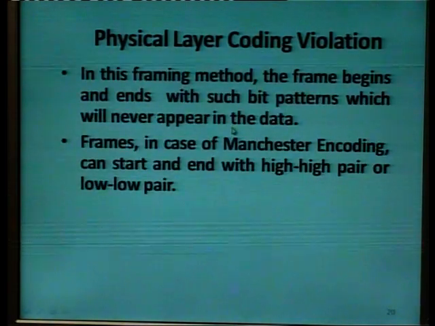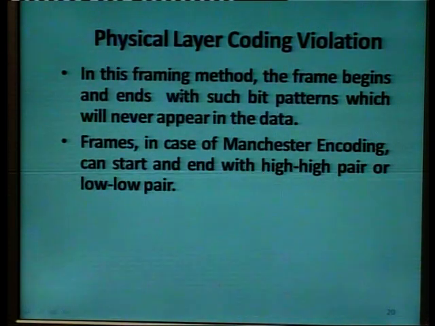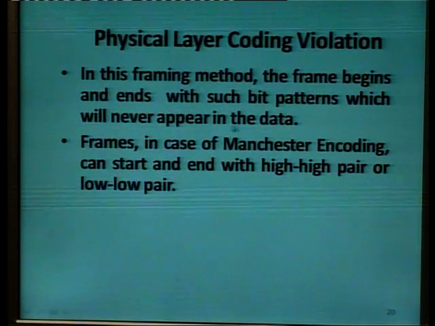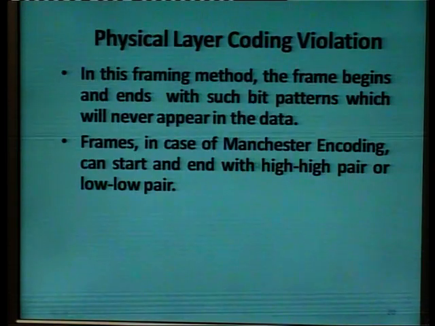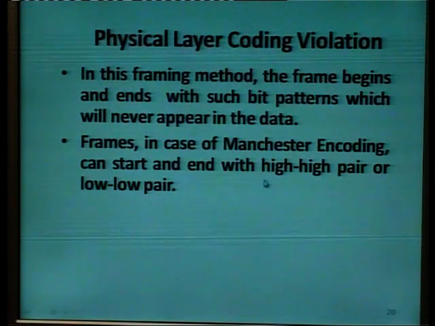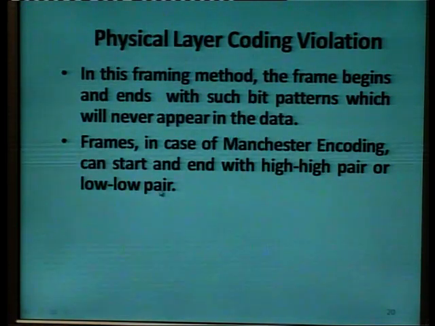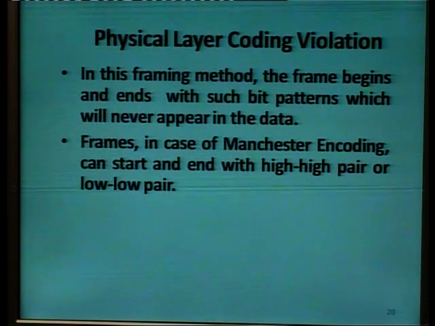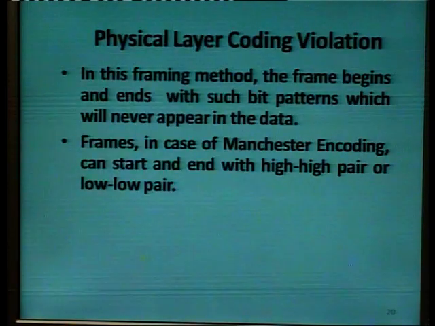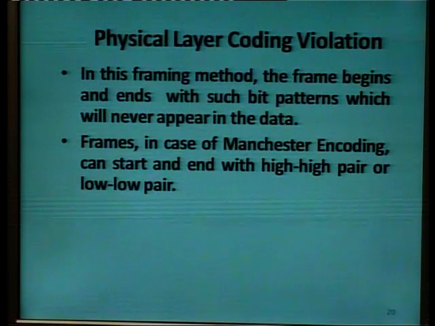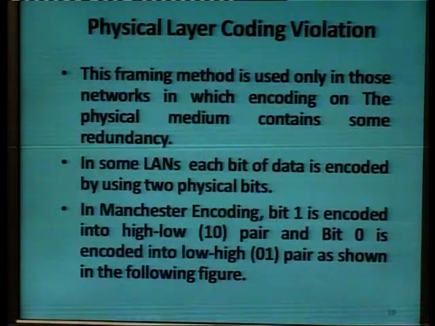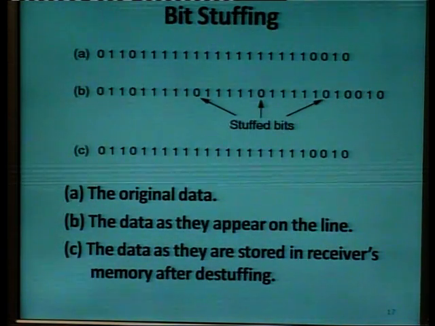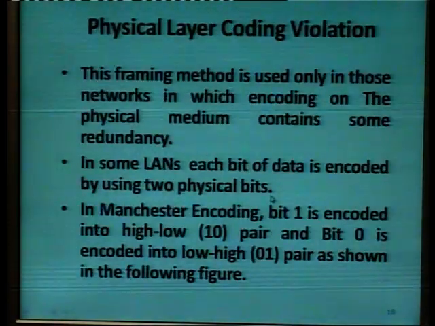So how can framing be done? In this framing method, the frame begins and ends with such bit patterns which will never appear in the data. Frames in the case of Manchester encoding can start with a high-high or low-low pair, because a high-high or low-low pair will never appear in the data, since 1 is high-low and 0 is low-high. This is the simplest framing method, but the best method out of all these 4 is bit stuffing, because it has minimum overhead and it can be used very efficiently.